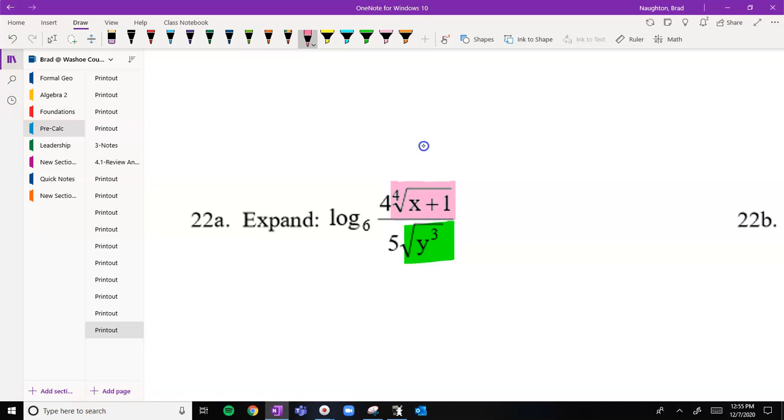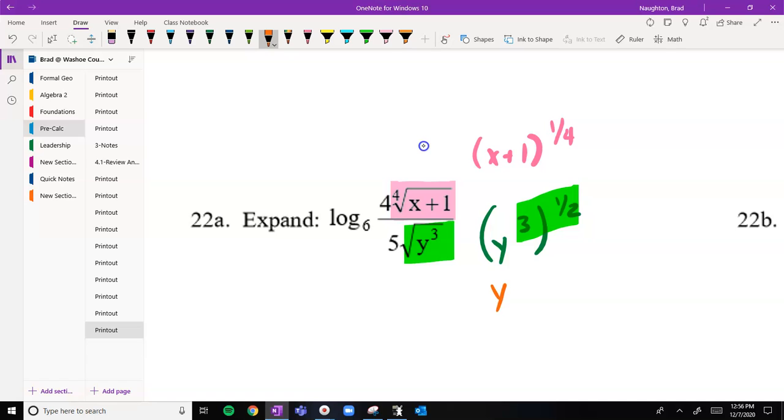So I'm going to rewrite this as x plus 1 to the 1/4 power, because that's the same thing as a 4th root. I'm going to rewrite this as y to the 3rd to the 1/2 power, because that's the same thing as a square root. And then I'm going to notice that these right here, we can put together to become y to the 3/2. Okay, so everything gets its own part. So I'm going to make this 4 its own part, and this 5 its own part, and then we can see the pink and the green are already set. So everything's going to be a log base 6.